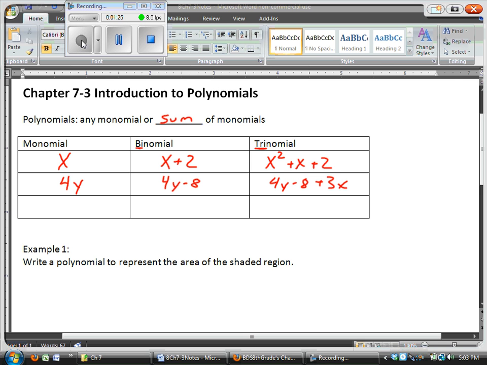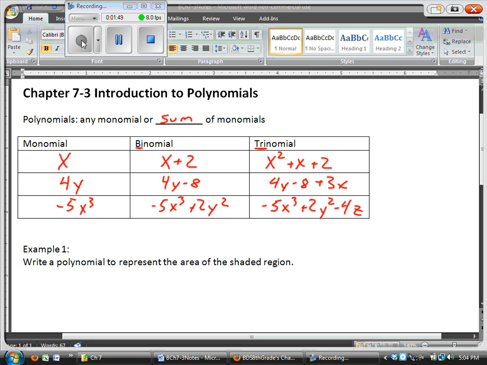It has three terms. And just one more example, negative 5x cubed, monomial. Negative 5x cubed plus 2y squared, binomial because it has 2. And the trinomial, we'll say, is negative 5x cubed plus 2y squared minus 4z.